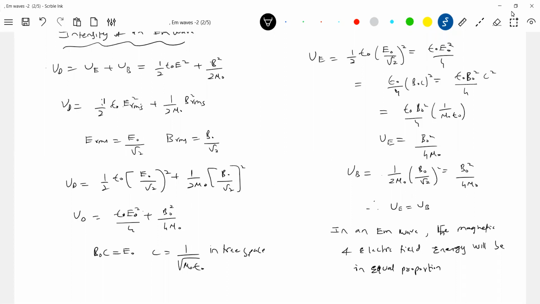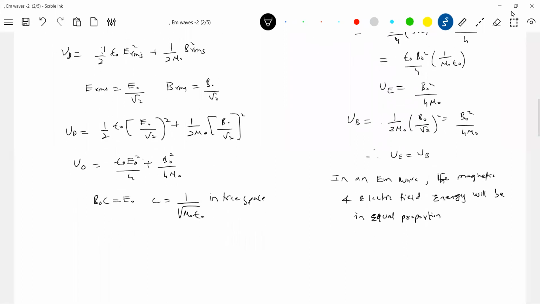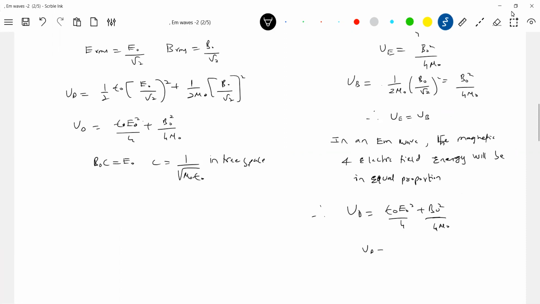So therefore, in this final equation, we can write the energy density as half epsilon naught E naught square by 4. Shall we write it in terms of the electric energy density only? The total should be equal to epsilon naught E naught square by 4. This is the total energy density of the EM wave.